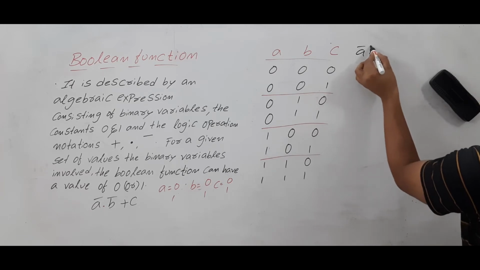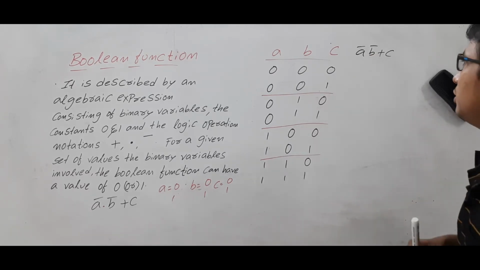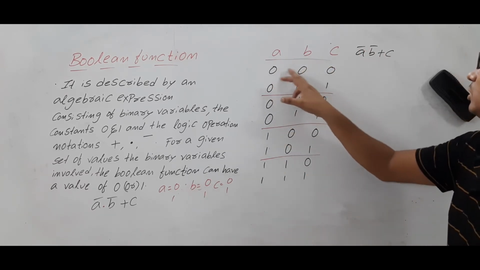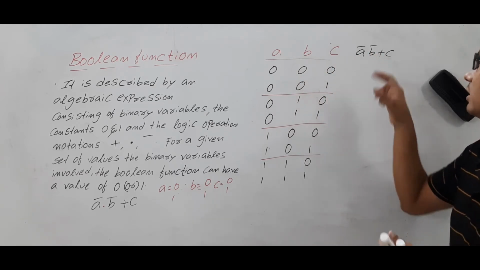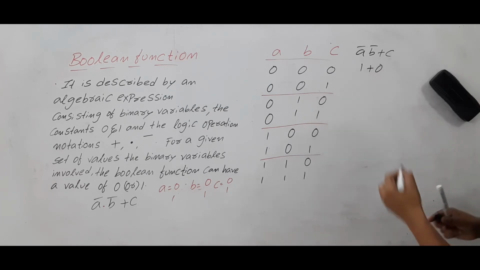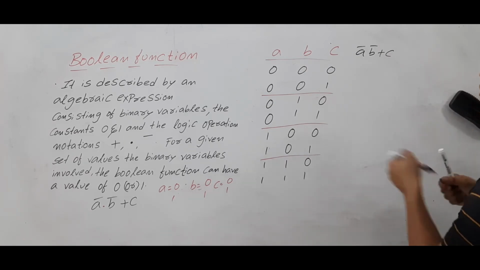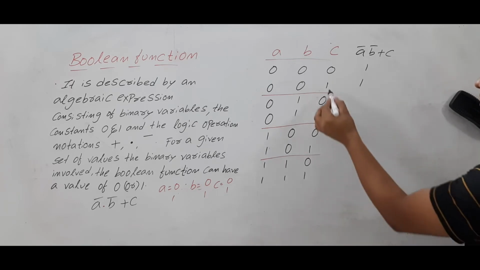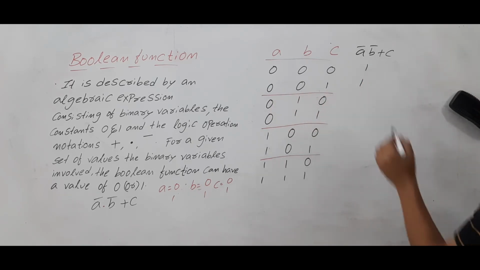A complement and B complement or C. This is the Boolean expression. Now for this Boolean expression, if I substitute the values 0 and 0 complement, it will be 1 and 1, 1 and 1, I will get 1 or 0. This will be equal to what? 1 only. So this will give me the value as 1 and this also will give the value as 1 because whatever you have, OR with 1, you will get 1.